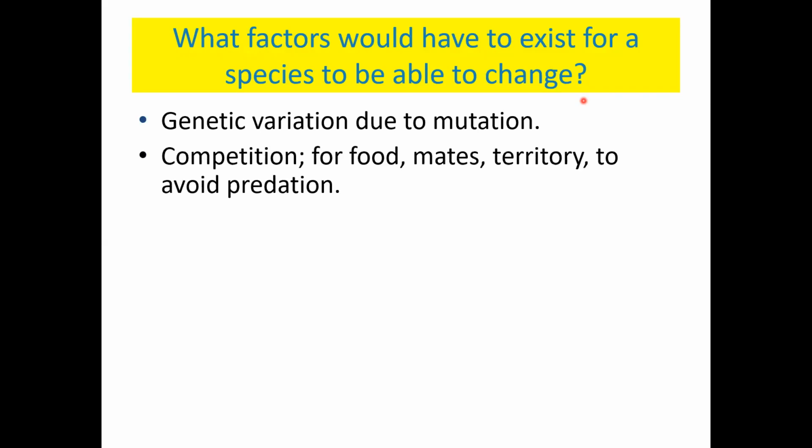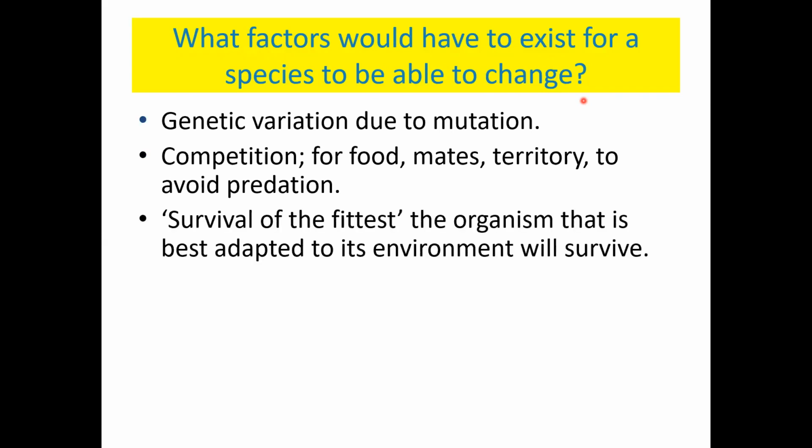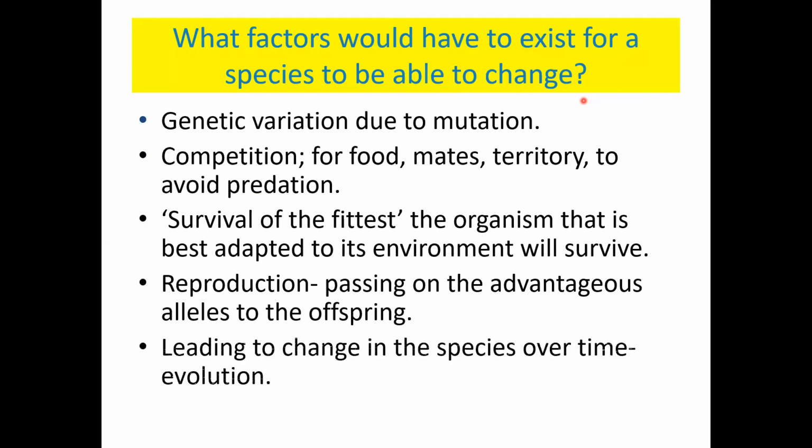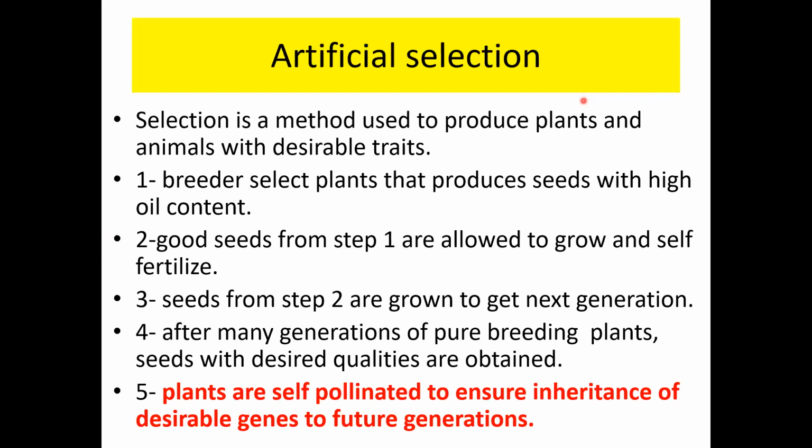What are the factors that would have to exist for a species to be able to change? These are the factors. There is nothing to be explained. You can have a screenshot. You have to learn these points. And that is about the artificial selection.